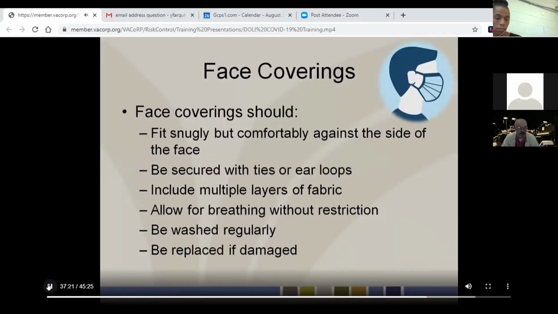You want to secure with ties behind the ears or behind the head. It should be breathable. Again, if you're not able to breathe in this thing, it's not going to last very long. These things should also be laundered regularly. Again, we're wearing these things pretty often at this point. We want to make sure that we're washing them. You're getting them clean, and of course, replace them if they're damaged. They're going to wear out over time, especially if we're washing these things regularly.